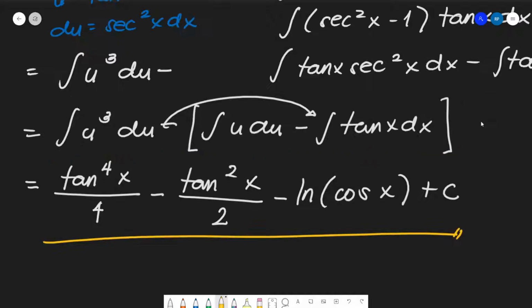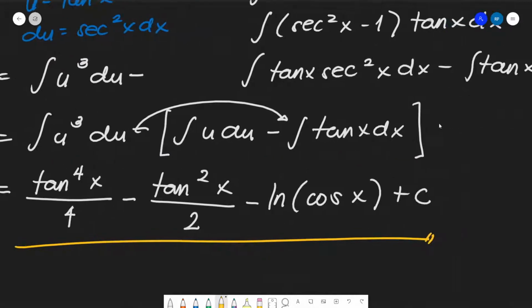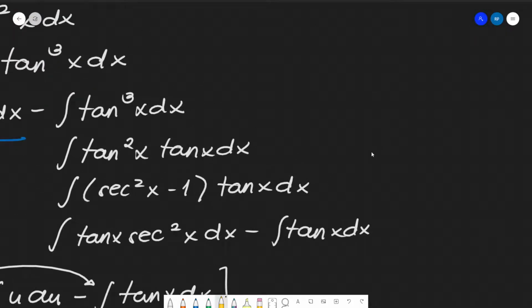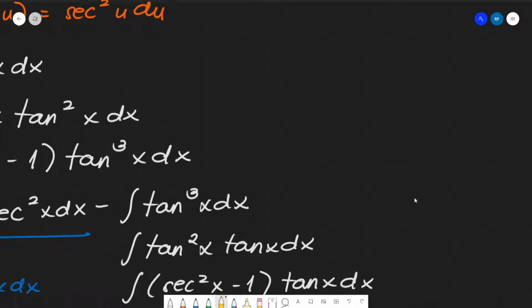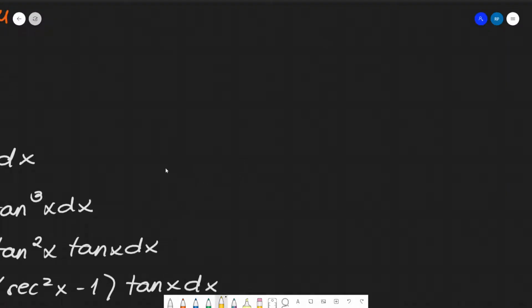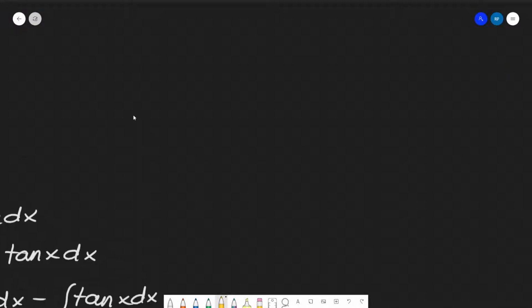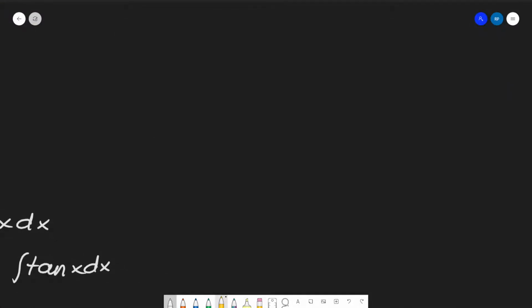Okay? So, let's have labo-labong example to practice yung determination ng cases natin para masanay tayo. So, dito ko na lalagay. So, number 4.